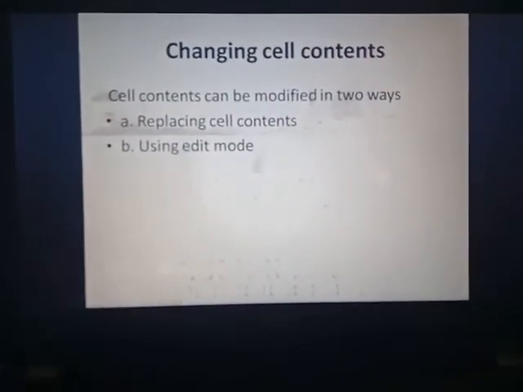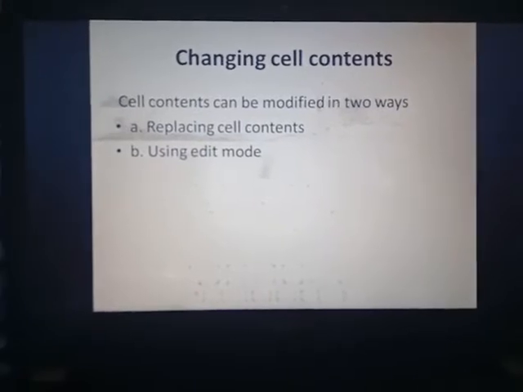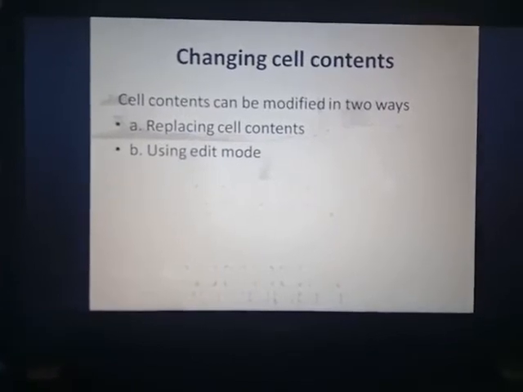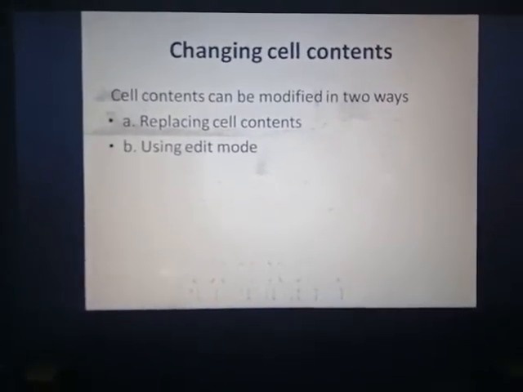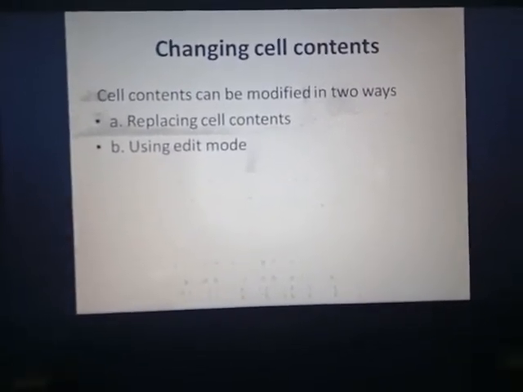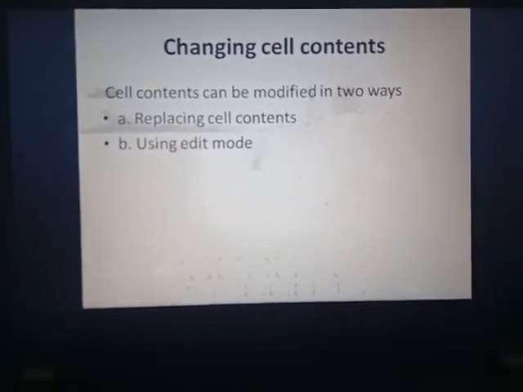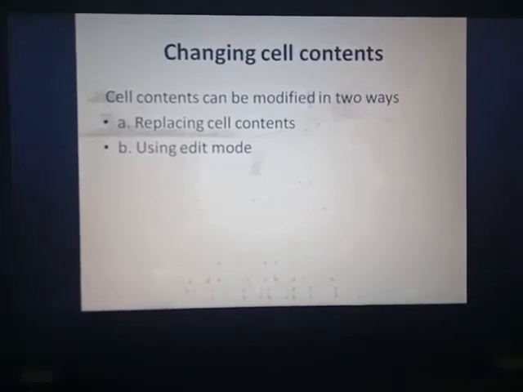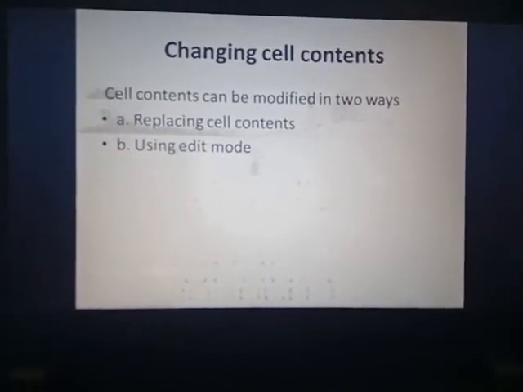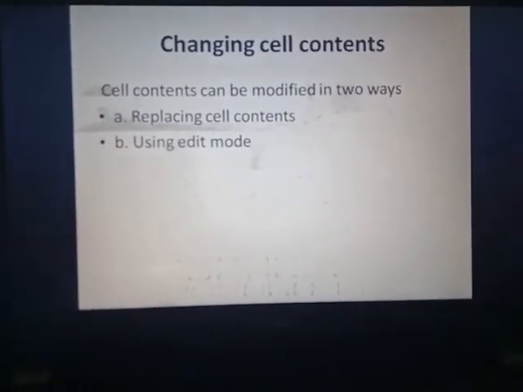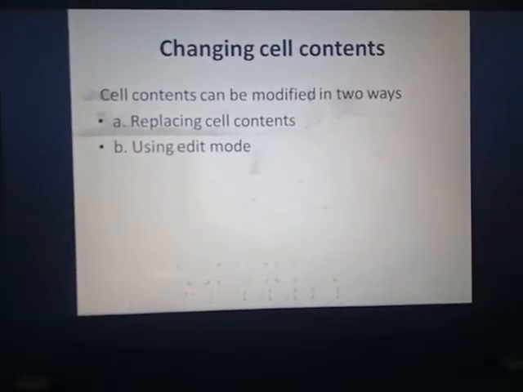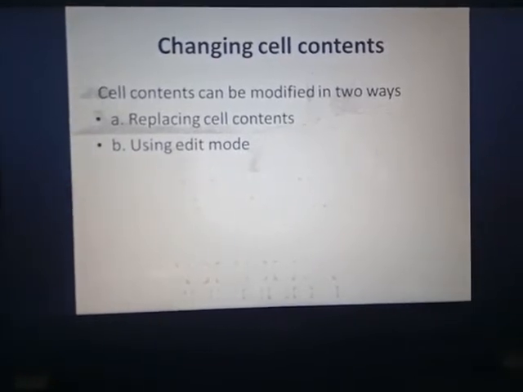Changing cell content. How to change the cell content? That means how to edit the worksheet. Cell content can be modified in two ways. We can change the cell contents in two ways. What are those two ways? Replacing cell contents: we can replace the whole cell content, or we can use the edit mode in the worksheet. I will show you how to do all these. Both modifications I will show you in practical after this theoretical part.